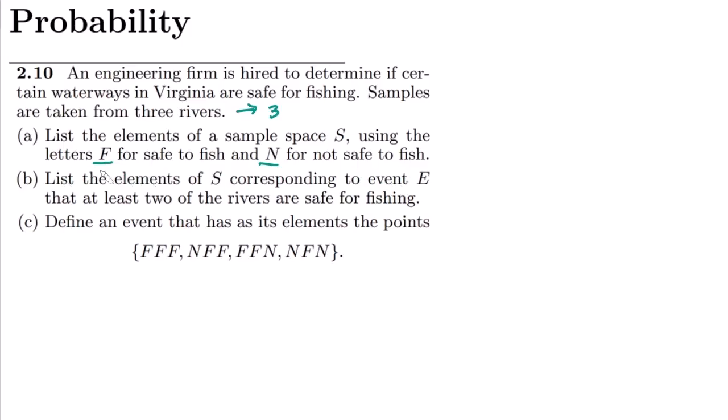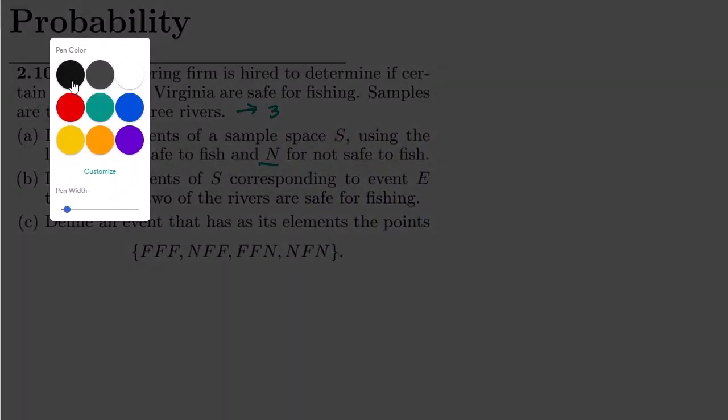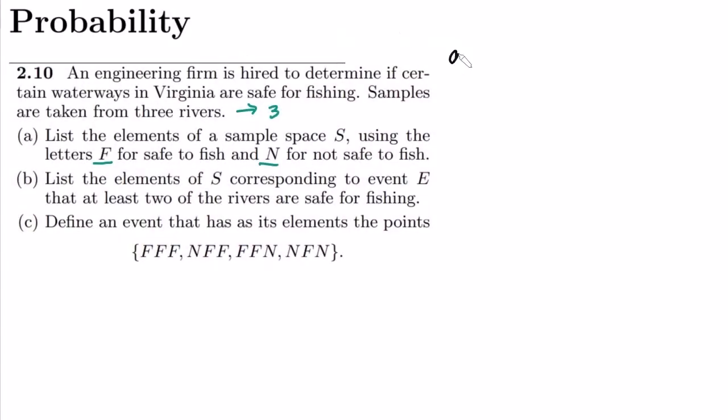Okay, so this is part A. Let me first try to solve part A here. In part A, we have a window containing the space for 3 elements. Why 3 elements? Because samples have been taken from the 3 rivers. So each would be either safe, just like F, or not safe, just like N.